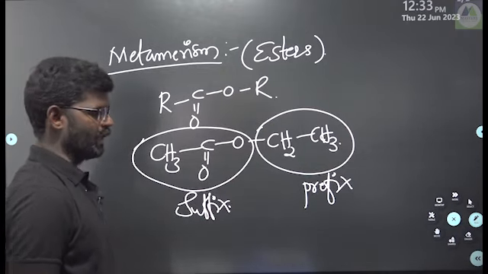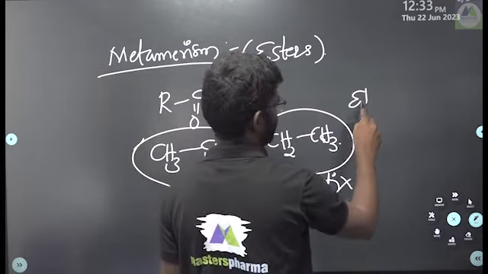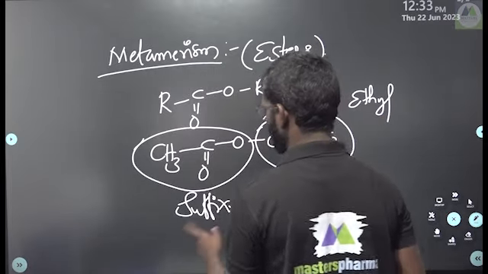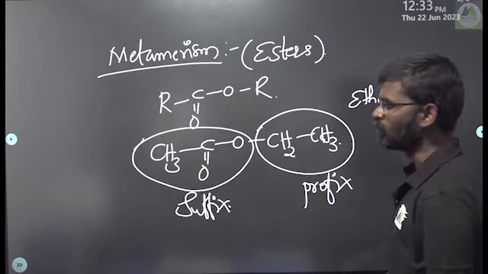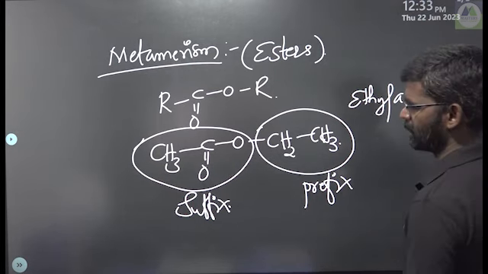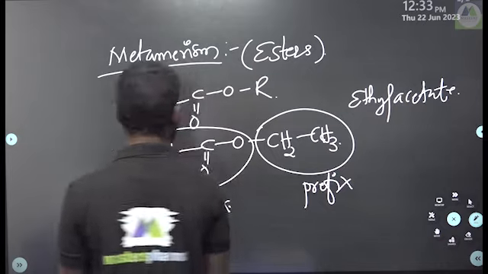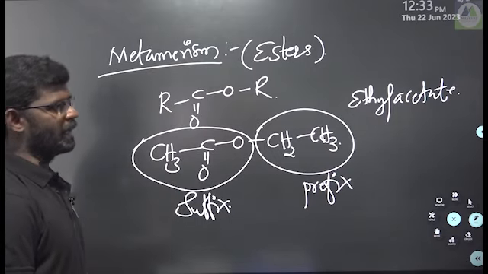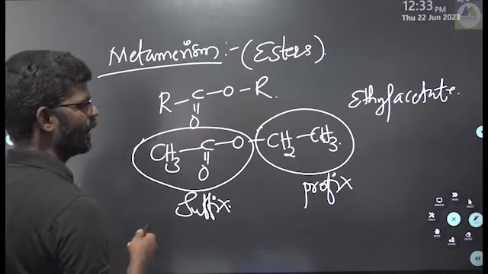So what is the prefix here? Ethyl. What about the suffix? How many carbon atoms? 2. So acetate. This is the compound, ethyl acetate. Then what is the isomer of ethyl acetate? The particular isomer belongs to metamerism.